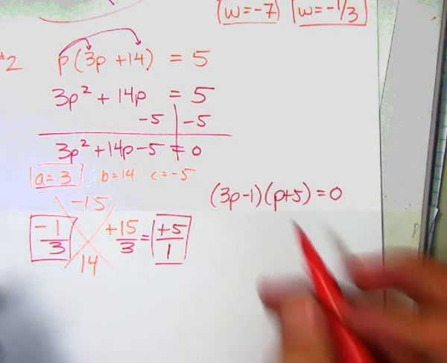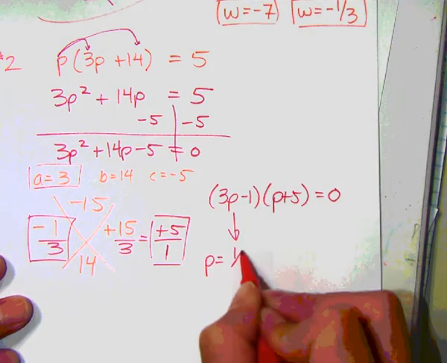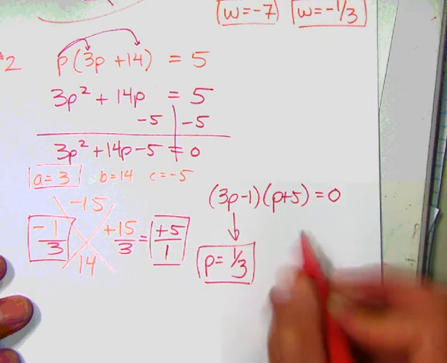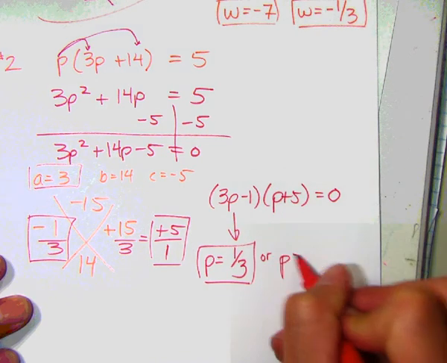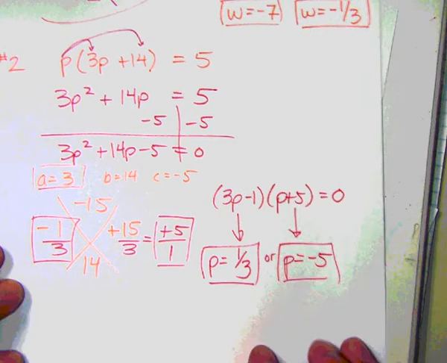All right, so for my more advanced students, here are my solutions. P is going to equal 1/3, or P is going to equal negative 5. And so those are the two solutions of my problem.